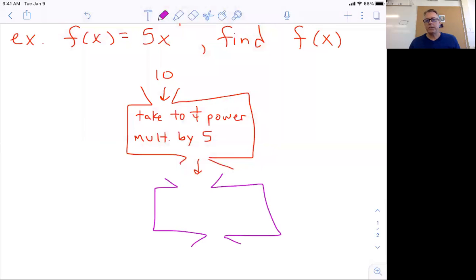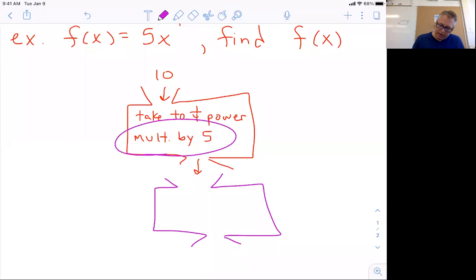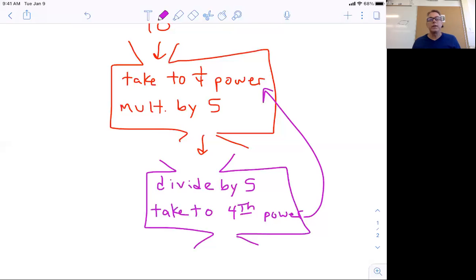Okay, and in fact, it's going to undo it in the reverse order. So if I took 10, dropped it in, and I take it to a power of 1/4 and then multiply by 5, I have to do those things in reverse order. So I'm going to divide by 5, because this is the inverse of that. And then I'm going to take to the 4th power, because that is the inverse of that.